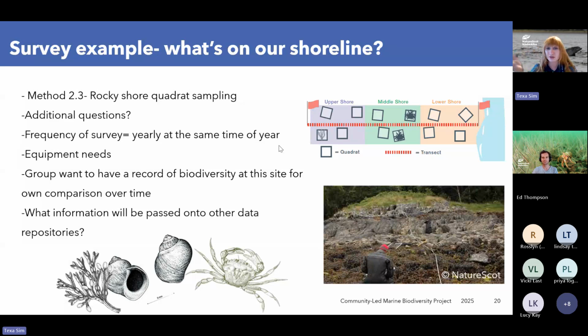Do we actually have quadrats? Where could we get those? Could we borrow them? Can we buy them? Is there a fund available to apply to?